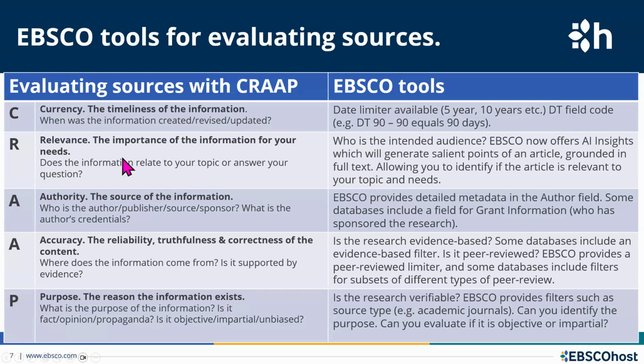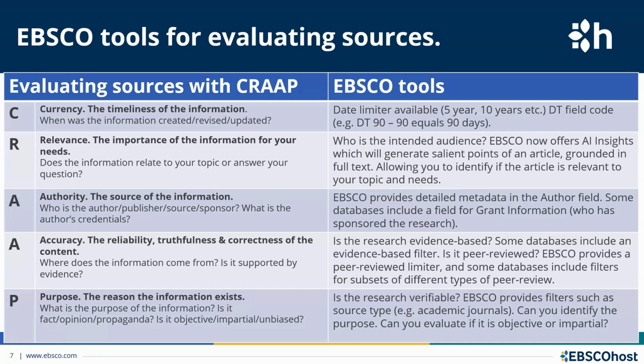The relevance is another item in our acronym here. So how does the information relate to the topic or answer the question? Over here, who is the intended audience? Now, we've released a very new tool called AI Insights, which will generate the salient points of an article that's grounded in the full text. So this can help you identify if an article is relevant to your topic and needs directly from the result list. The first A is for authority, so the source of the information, such as the author, the publisher or the sponsor, and the credentials for that author or publisher.